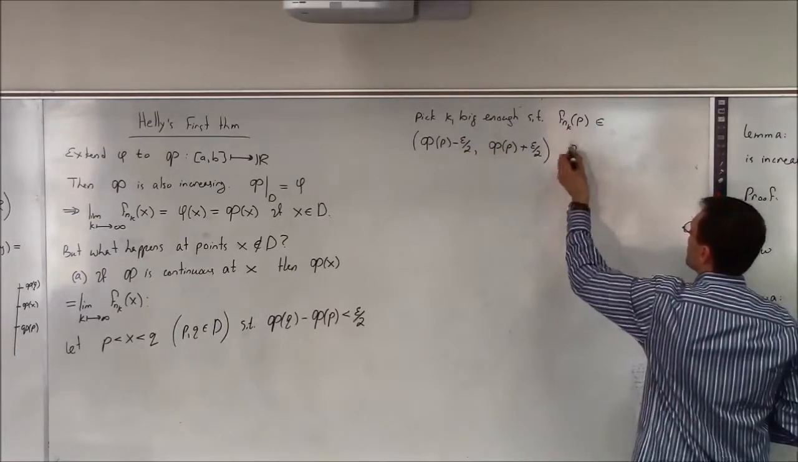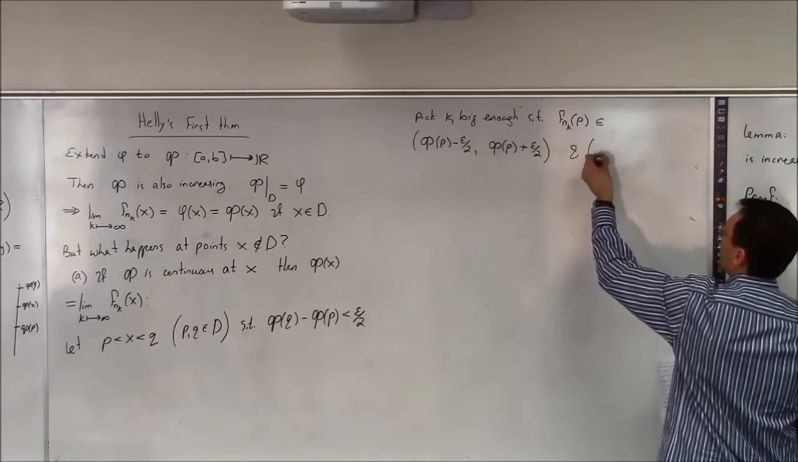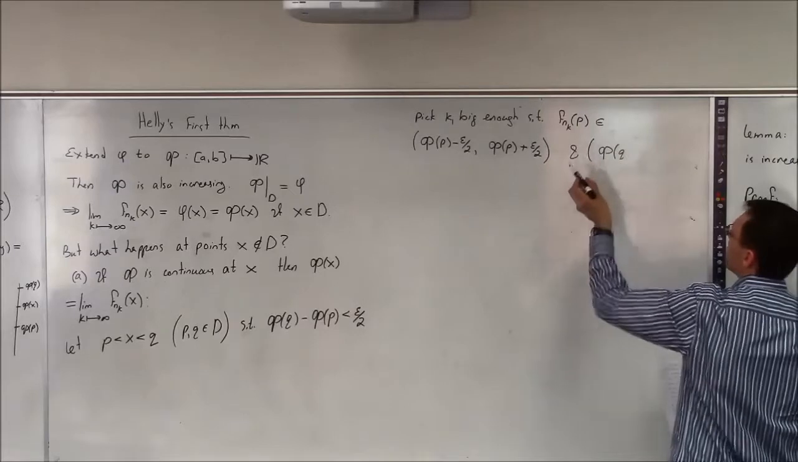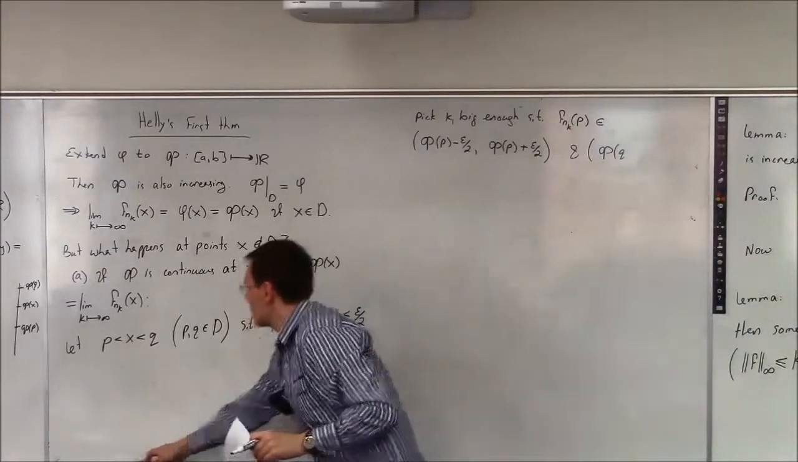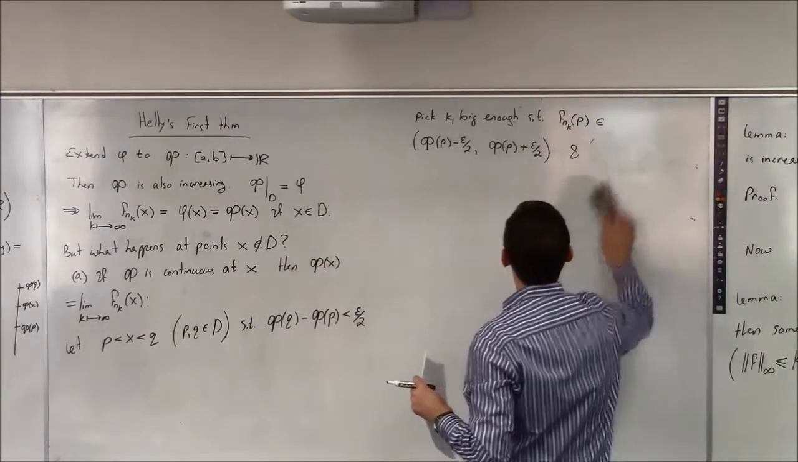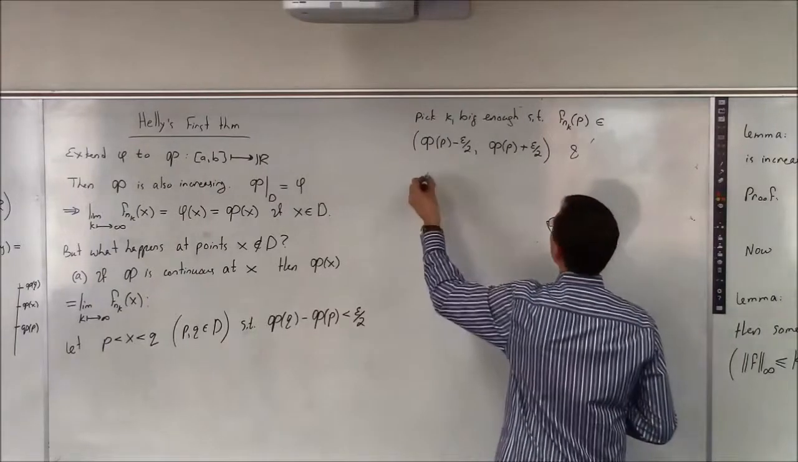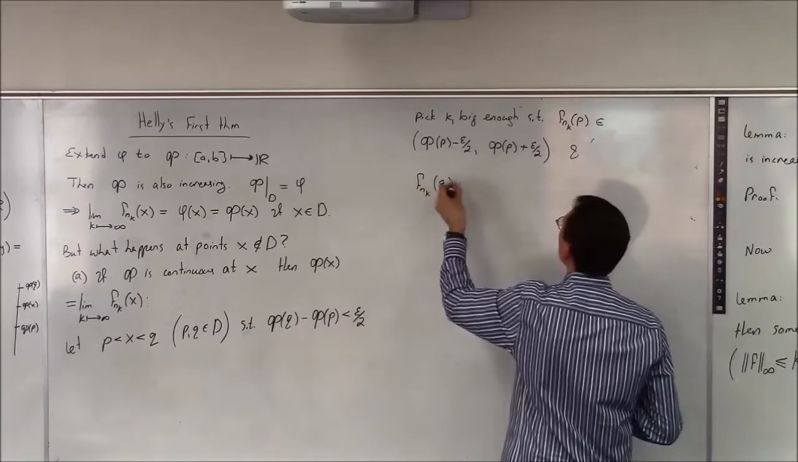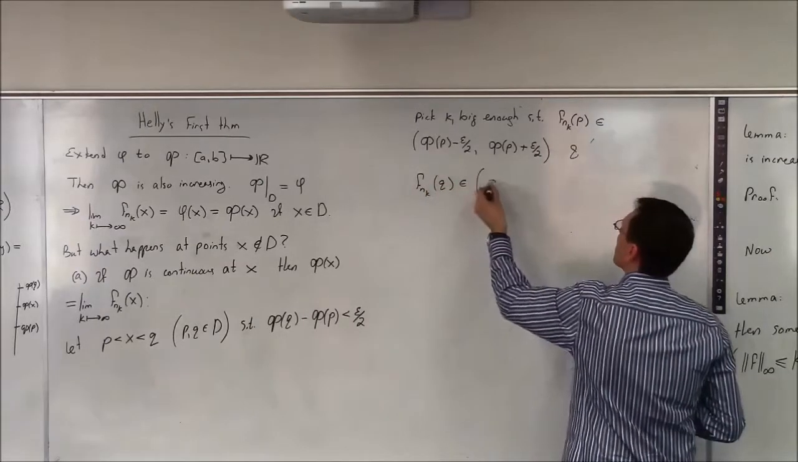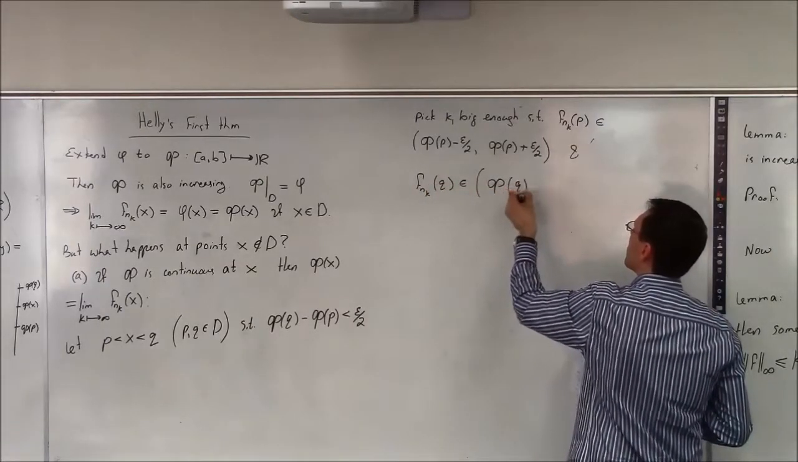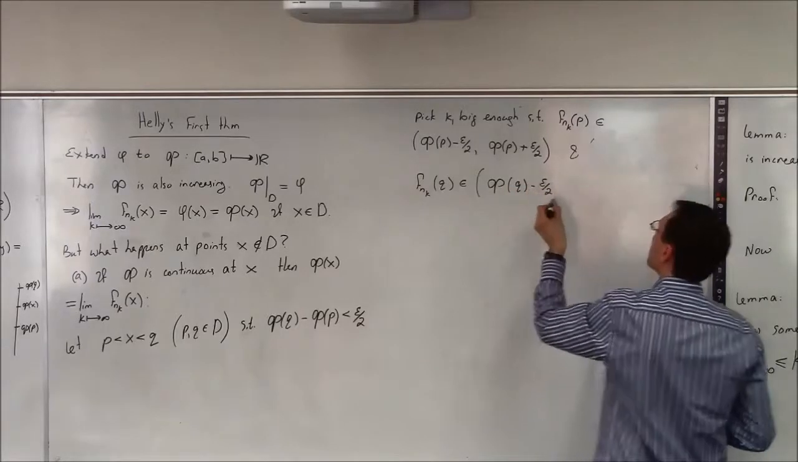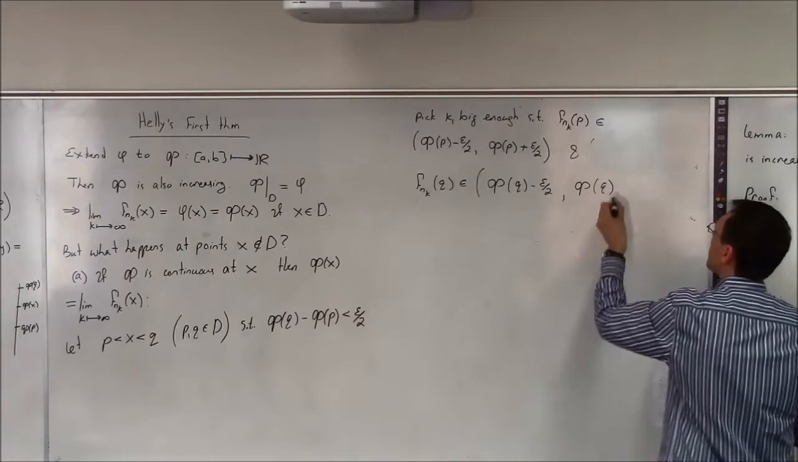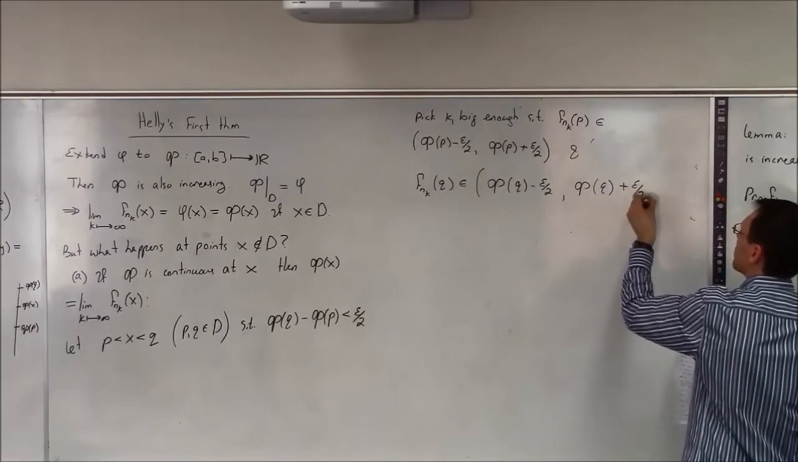And simultaneously, I just require that f_{n_k} of q is in the interval from phi of q minus epsilon over 2 to phi of q plus epsilon over 2.